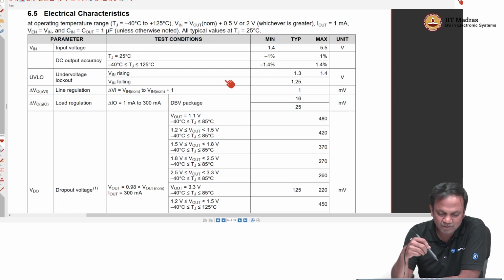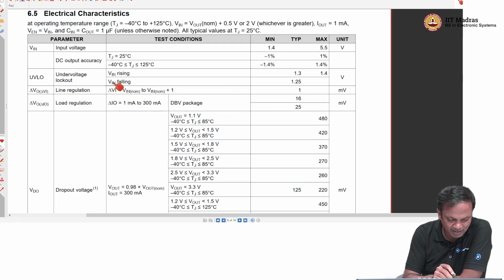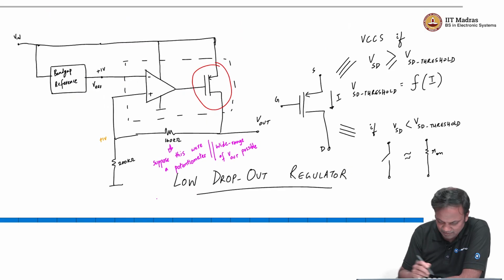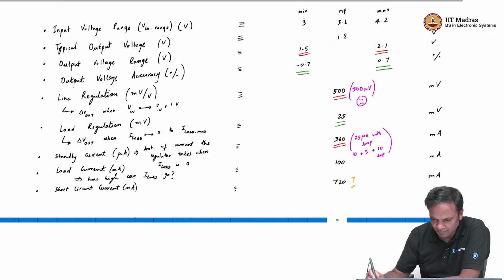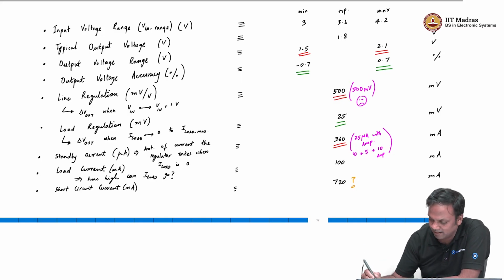Line regulation, we talked about line regulation yesterday. It is the change in output voltage when the input voltage changes by 1 volt. So, it is delta V out when V in goes from V in nominal to V in nominal plus 1 volt. In this case, it is only 1 millivolt, and you might recall this, right, that originally when we were looking at a resistive divider, our line regulation was very high, it was almost 500 millivolt, and we said okay, that is a very high line regulation.